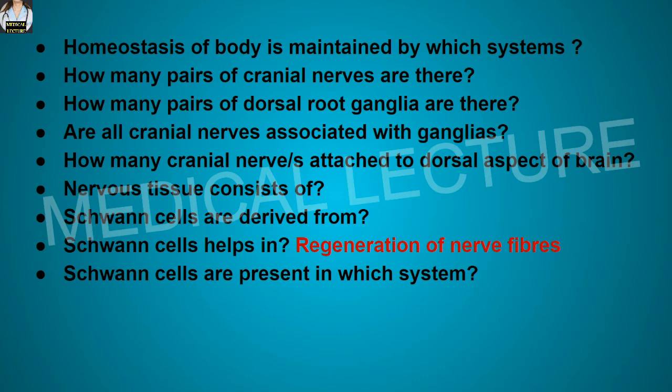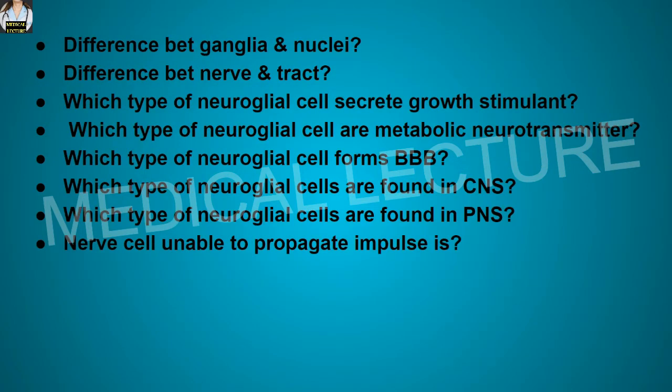Schwann cells are present in which system? They are present in the peripheral nervous system, or the PNS only, not in the CNS. Now, what is the difference between ganglia and nuclei? Many students have confusion between this, right? And what is the difference between nerve and tract?